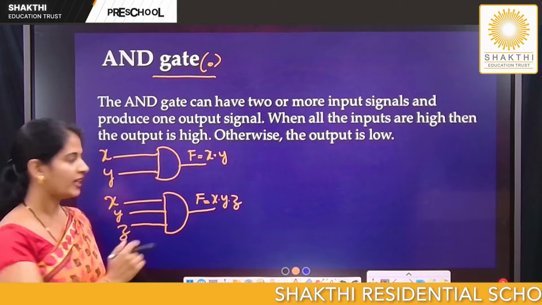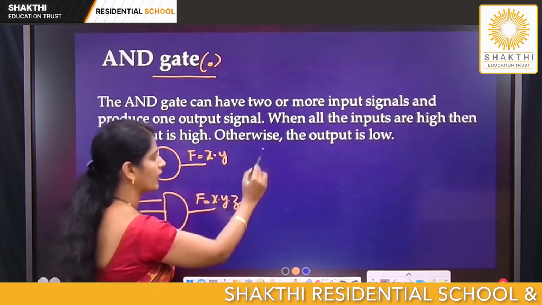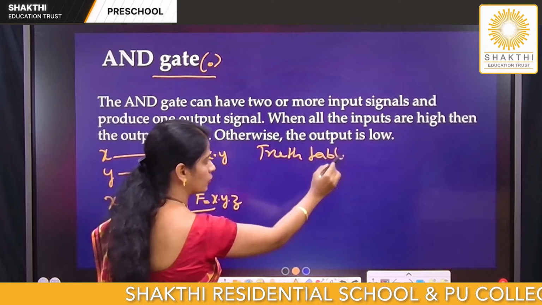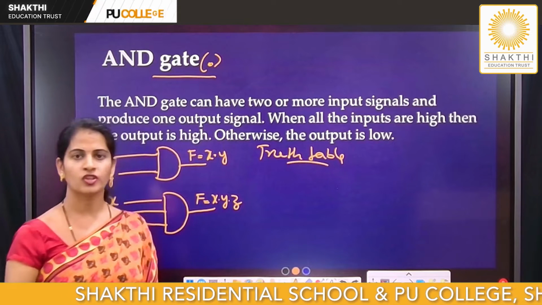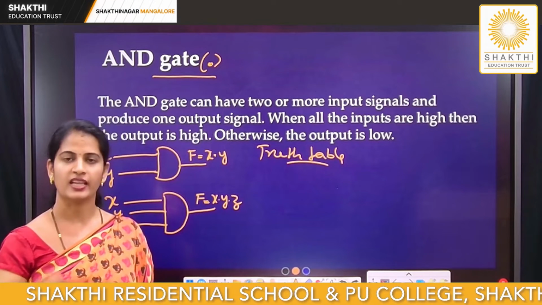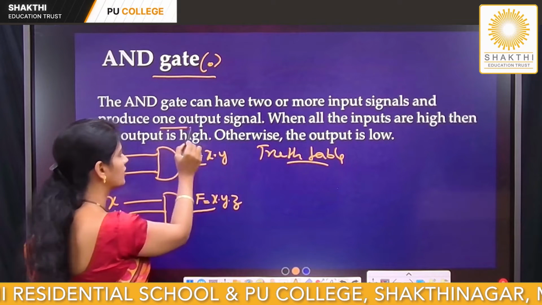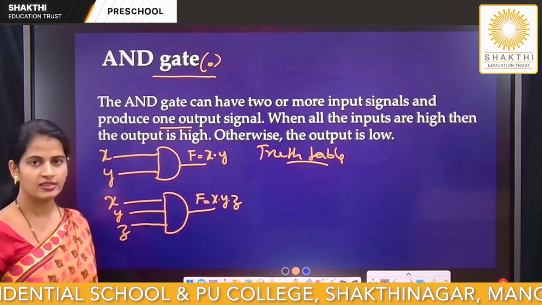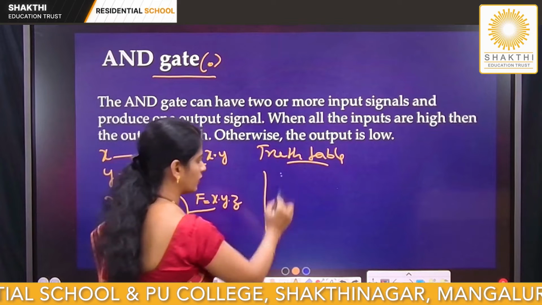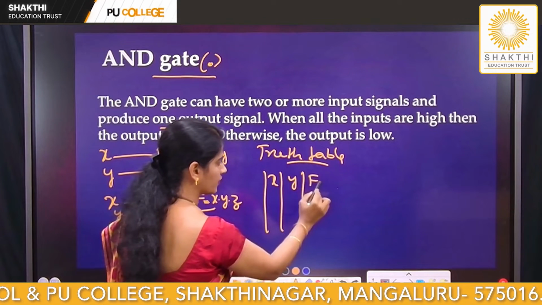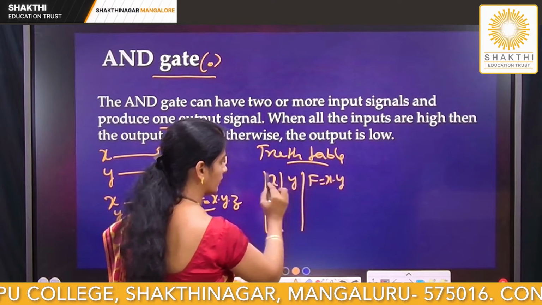After writing the symbol, you have to write the truth table. What do you mean by a truth table once again? It is all possible input combinations and output combinations. We have only one output signal, but the input combinations differ. So with 2 inputs, you can write X, Y, F, where F is equal to X dot Y.